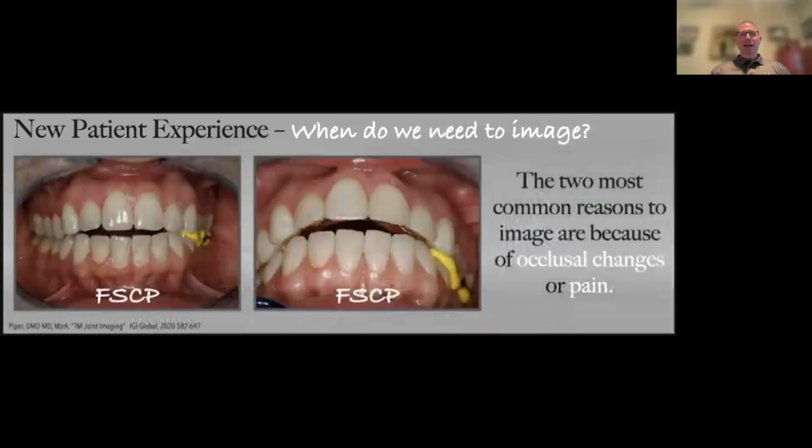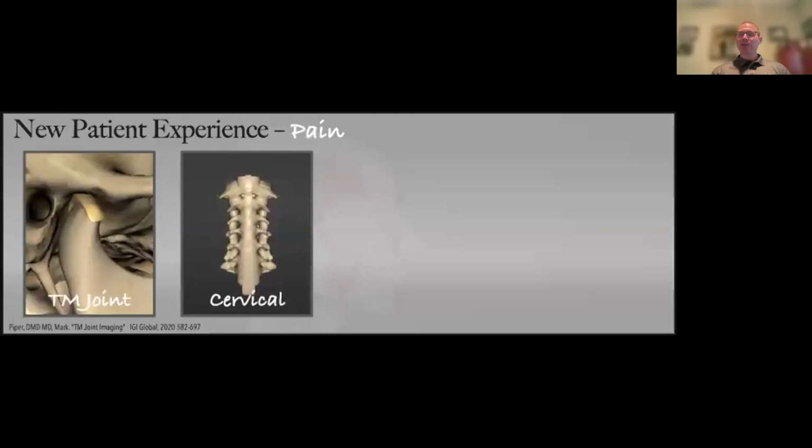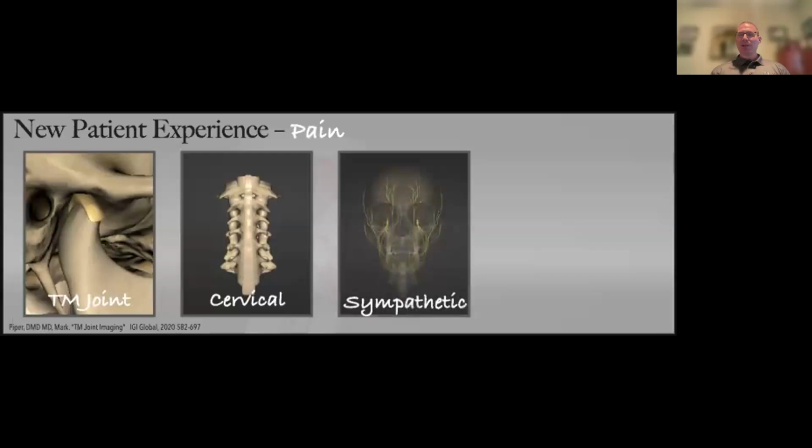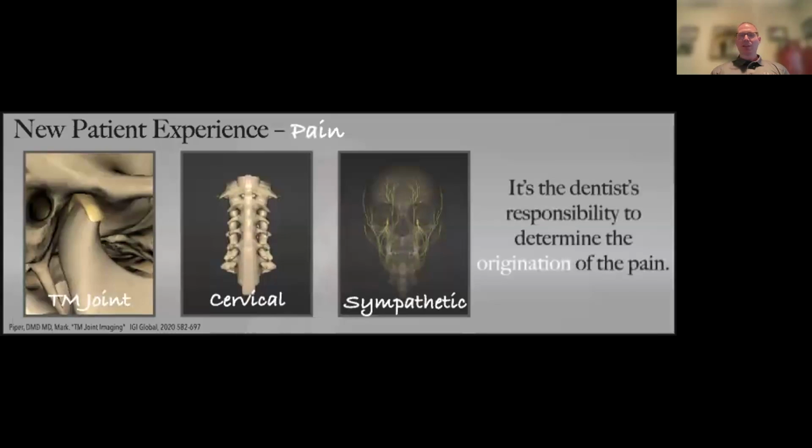Two of the more common reasons to image are occlusal changes and pain. Pain can be a little complex because pain can come directly from the temporomandibular joint. Instability of the neck or the cervical spine could lead to referred pain to the temporomandibular joint. And sympathetic hyperactivity from poor sleep quality could also lead to muscle tightness and changes in pain that could radiate up into the temporomandibular joint area. It's our responsibility as dentists to determine where the origination of the pain is.